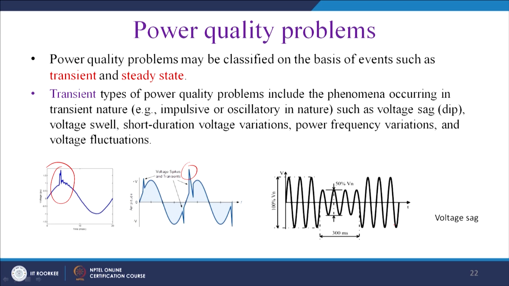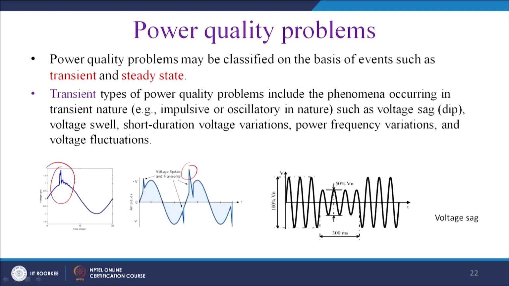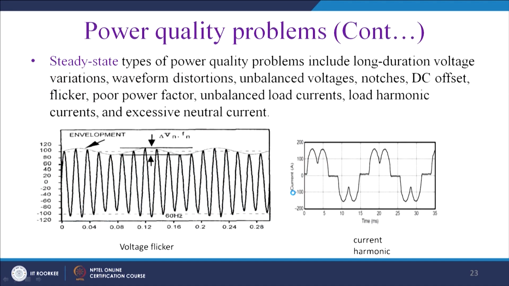So, power quality problems may be classified on the basis of the event, such as a transient occurrence, where all of a sudden there is a disturbance and thereafter it is okay, or a steady state. The transient power quality problems include phenomena occurring in a transient nature, impulsive and oscillatory, such as voltage dip, voltage swell, meaning the voltage will go off, short duration voltage variations, power frequency variations and voltage fluctuations. So, this is the voltage flicker.